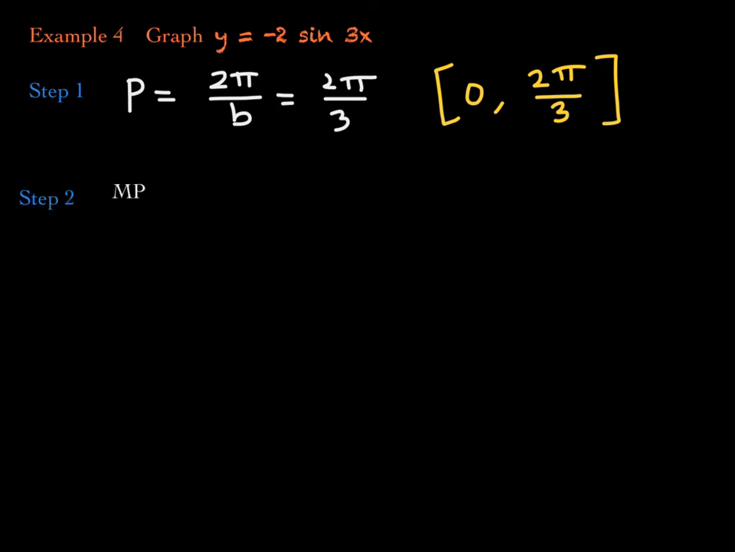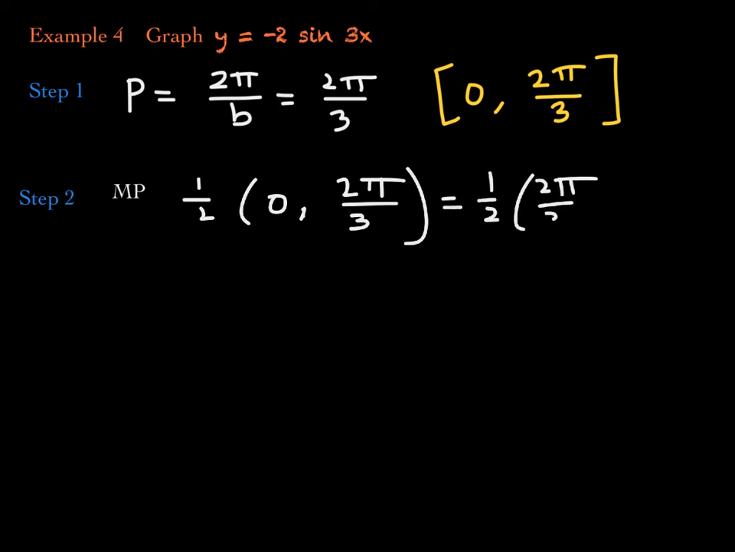All right, step 2. In this step, I take this interval and I cut it into 4 equal parts in order to find the midpoint and quarter points. The midpoint is half the distance between your left endpoint and your right endpoint. So it's basically half of 2 pi over 3, which is pi over 3. So pi over 3 is your midpoint. Your first quarter point should be next. I'm just going to say QP1, okay, everybody? Your first quarter point is half of the distance between your left endpoint and your midpoint.